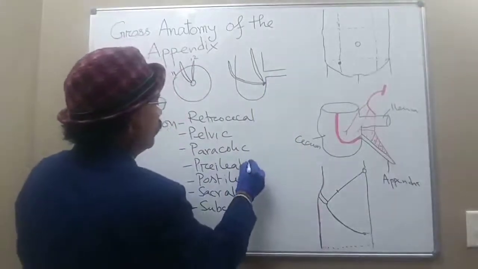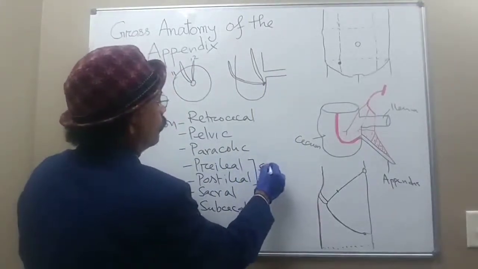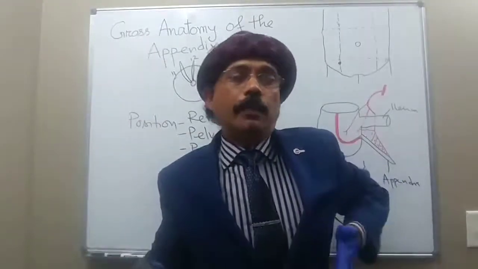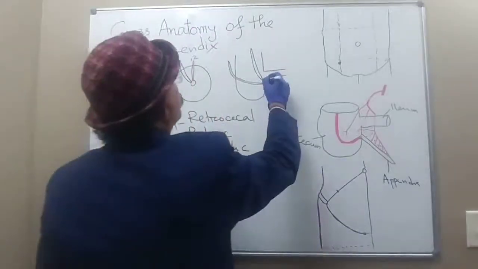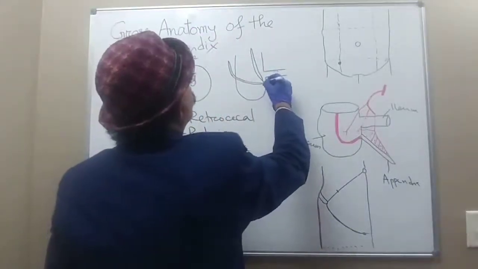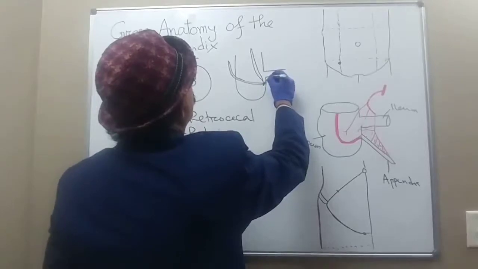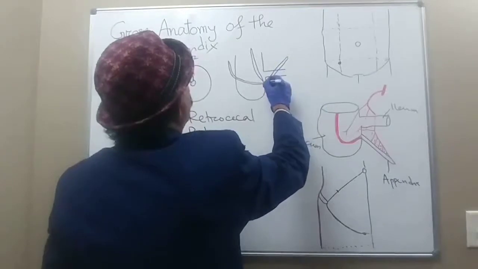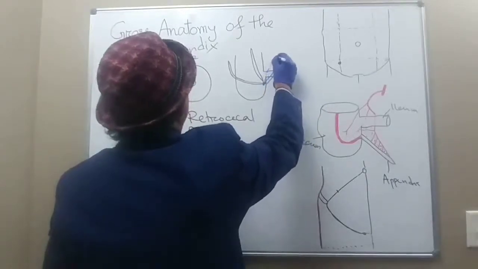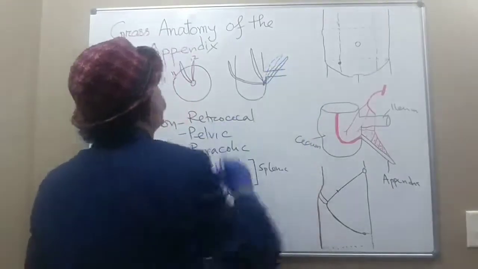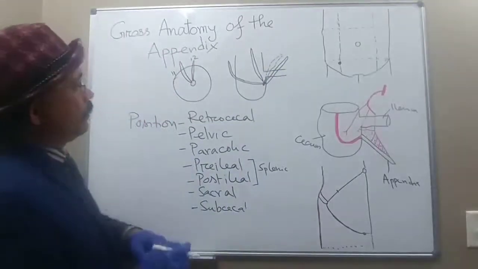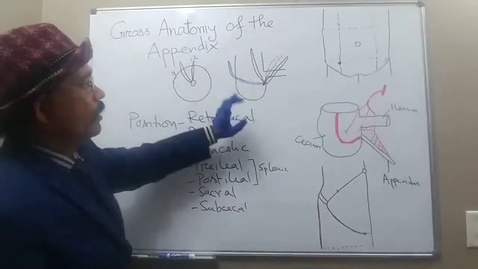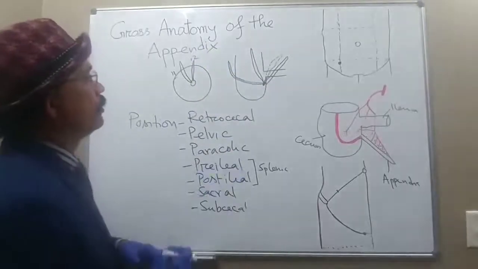Then we get the splenic position. These two, pre-ileal and post-ileal, together are called splenic, because the spleen is in the left hypochondriac region. Around the 2 o'clock position it may be pre-ileal, just in front of the ileum, or post-ileal. The base is fixed; the tip and the body move according to the position.